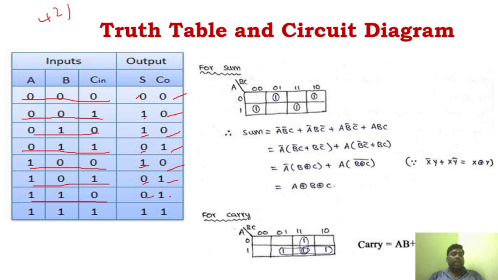So it's 0 and 1. And here it is 11, right? 111, so 11, so it's 1, 1. Now, you do the same K map, right? You have to do the same method. The only difference is here you'll use B into C, right?